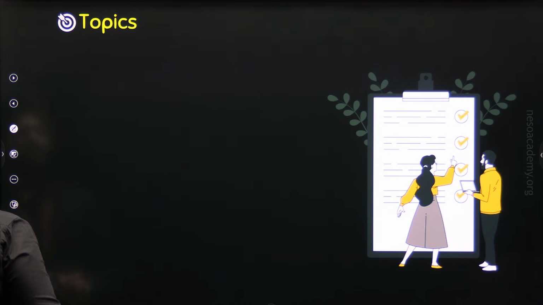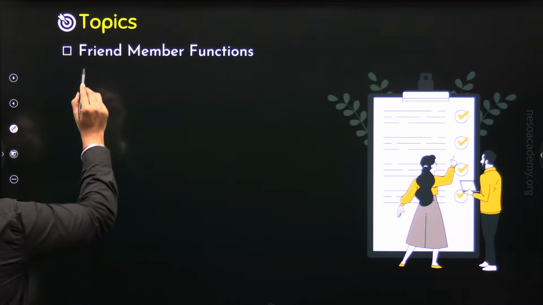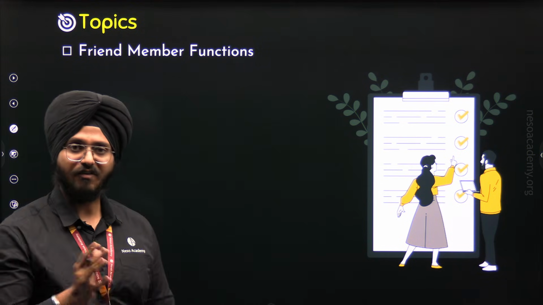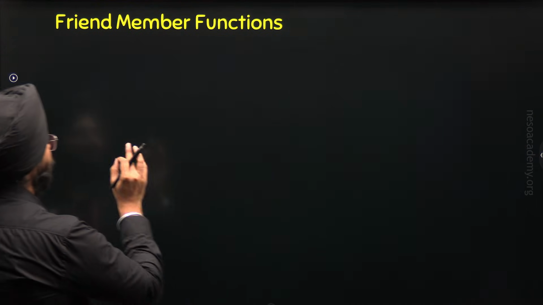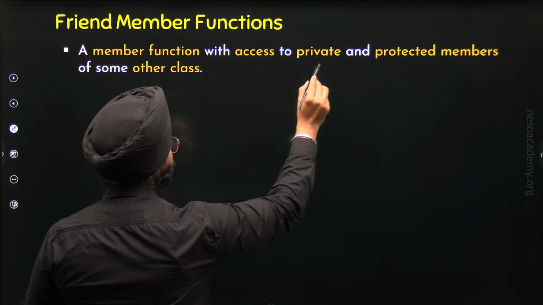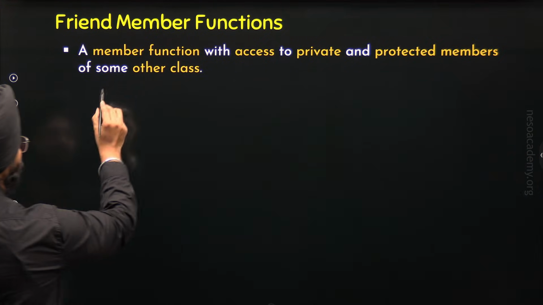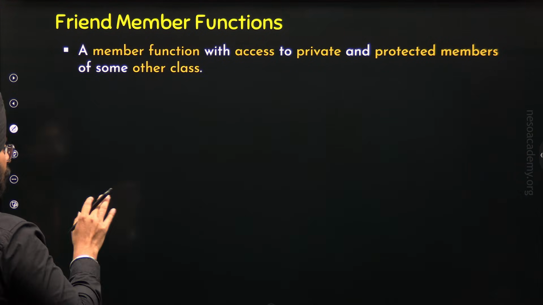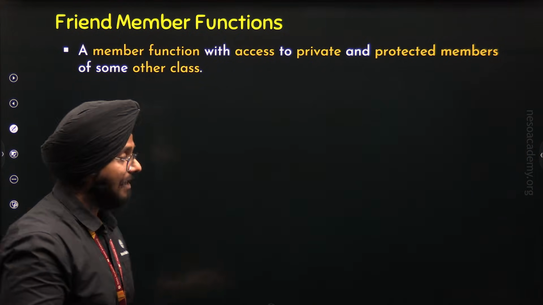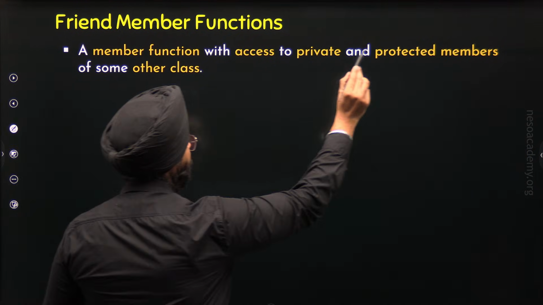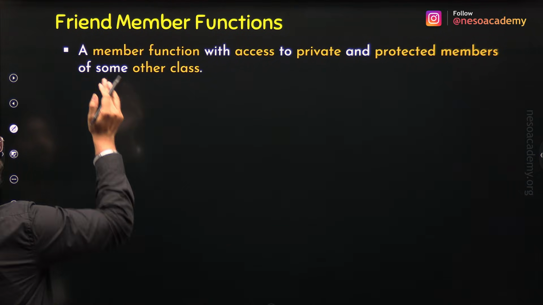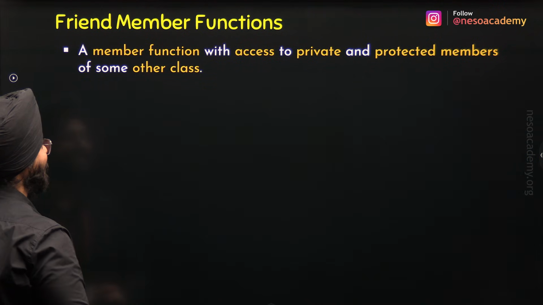There is only one topic and the name of the topic is friend member functions. Now let's understand what are friend member functions. A friend member function is a member function that can access private and protected members of some other class. First of all, it is a member function of some class, and it can access private and protected members of the other class. That is why it is called friend member function.